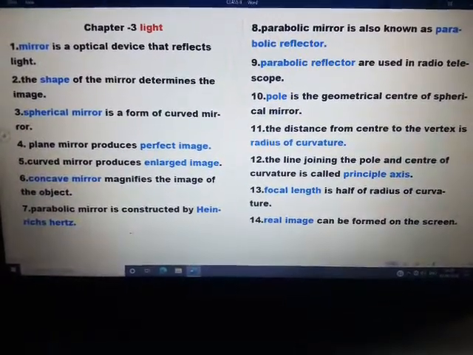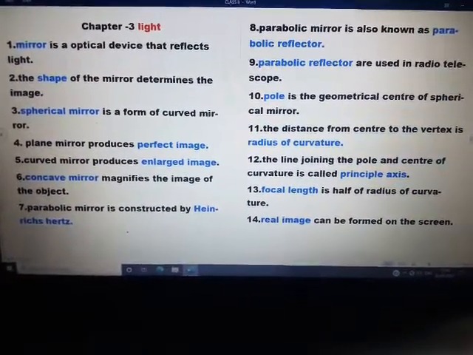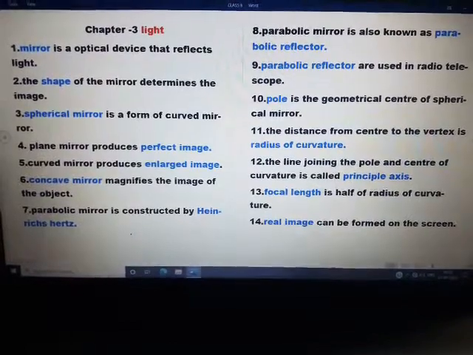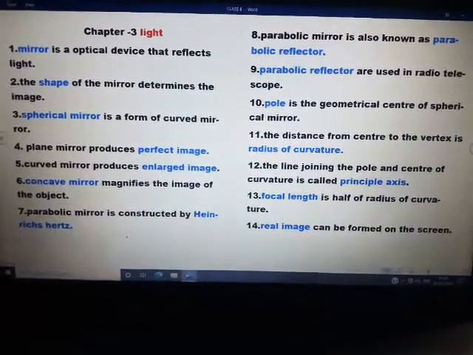Second question, the shape of the mirror determines the image. Always just the shape of the mirror will determine the image. For example, the shape can be spherical or parabolic or ellipsoid, etc.